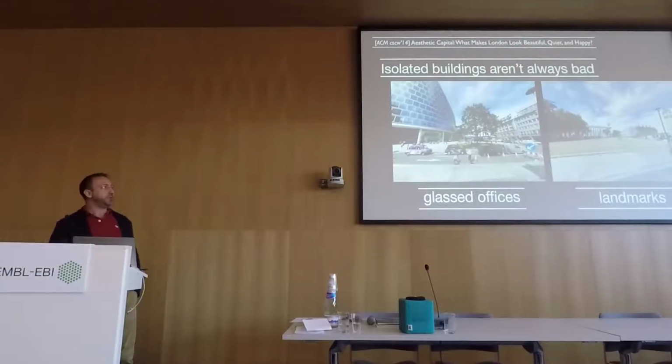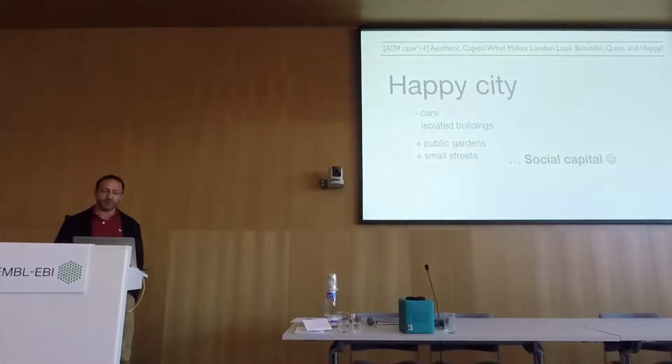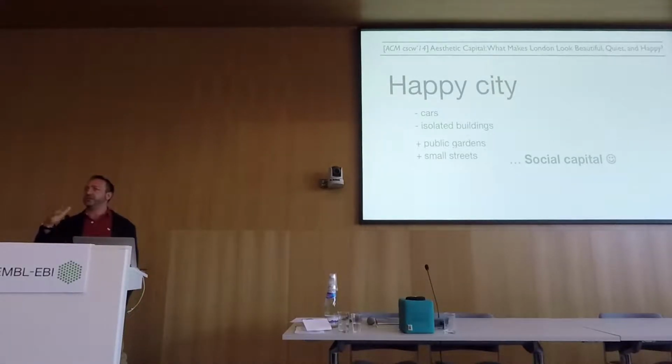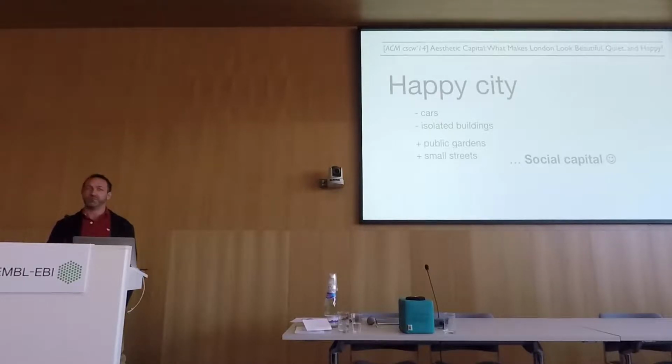But actually, when you order in the paper, you have many more things that are positive and negative. But just take the four examples I gave you before, right? So cars and isolated buildings are negative, and public gardens and small streets are positive. What do they have in common? They have in common one thing, and it's nothing to do with aesthetics and vision. It's more to do with the use of it. So basically, things and elements that hinder social interactions are actually negative. Things that promote the potential for social interactions are actually positive.